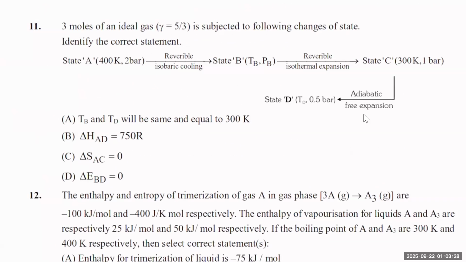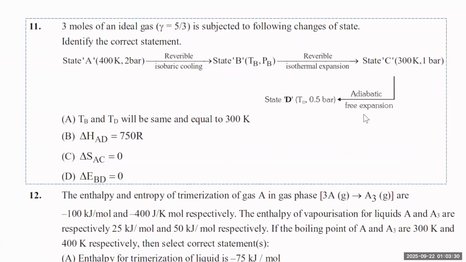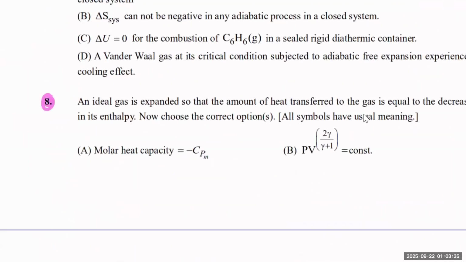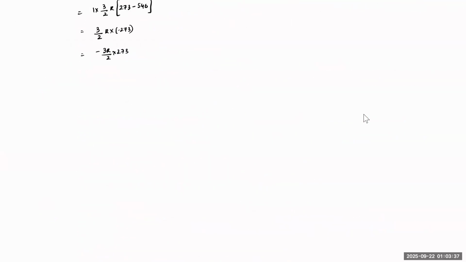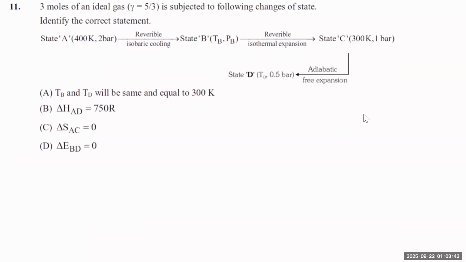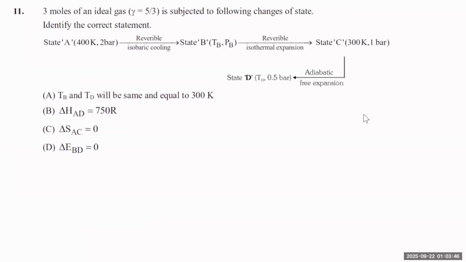Right. Let's see the next one. Three moles of an ideal gas is subject to the following change in state. Identify the correct statement. State A to state B to state C and to state D. So if these are the values given, you need to figure out A, B, C, D here.